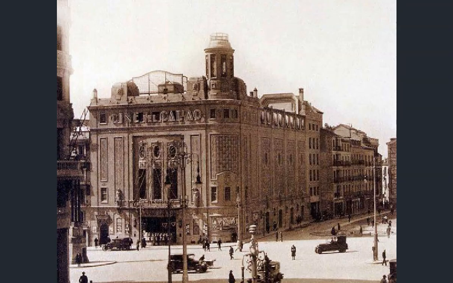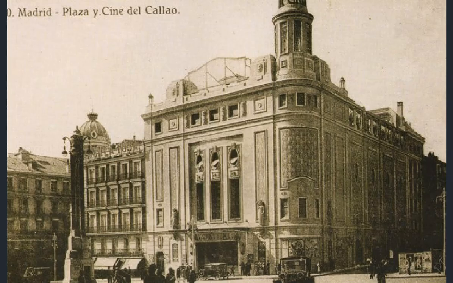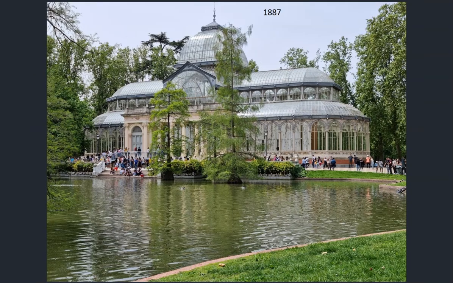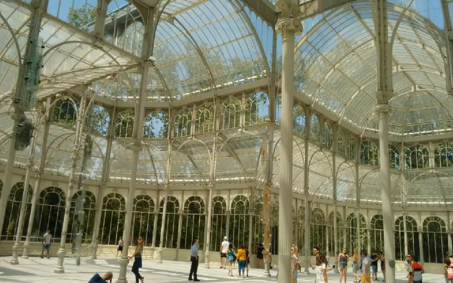Now the old cinema, Cine de Calad. There we go. You can see the dome structure in behind there. This says the Crystal Palace, said to have been built in 1887, linked with a bit of a World's Fair narrative, as we'll see moving forward. The inspiration for this supposedly coming from the Crystal Palace in London from 1850, 51. All, I think, part of the reset narrative.